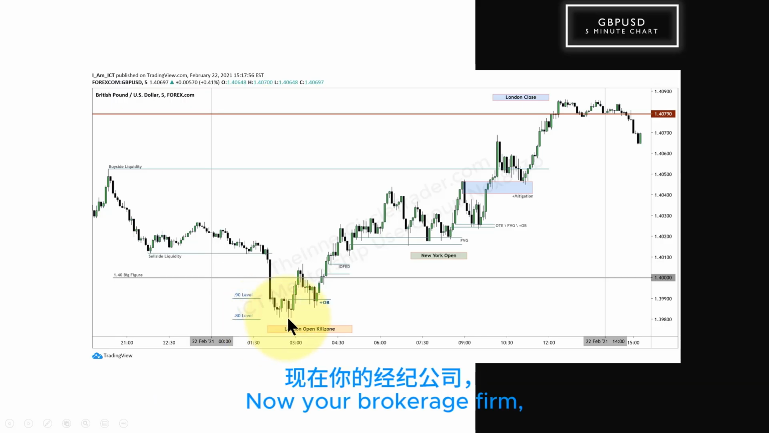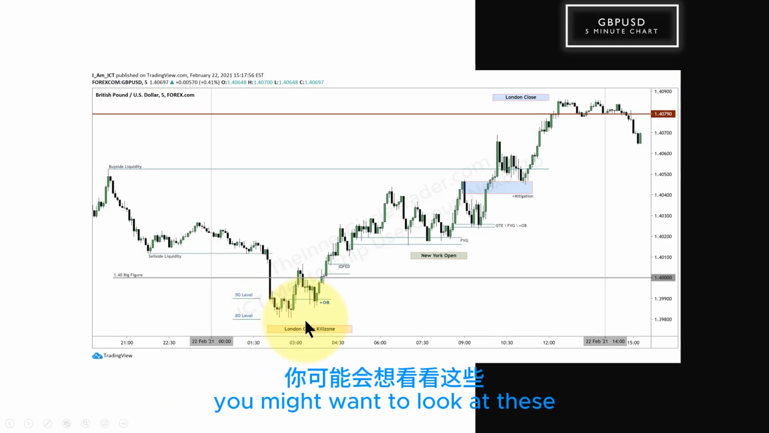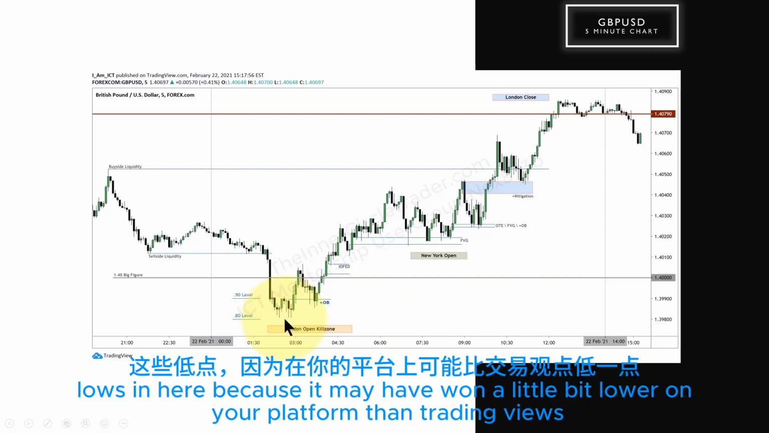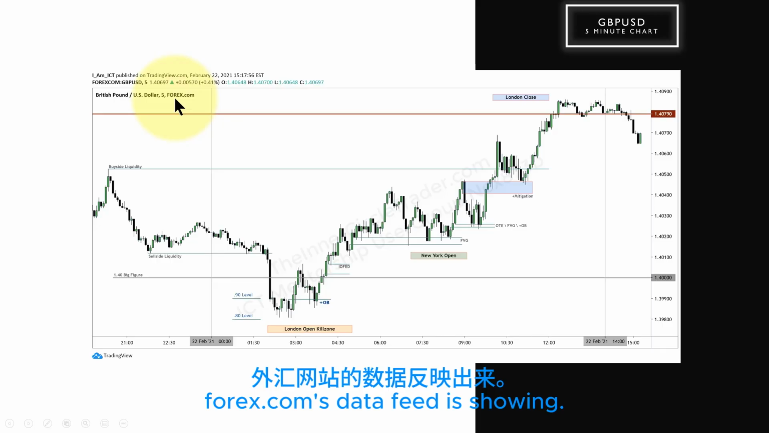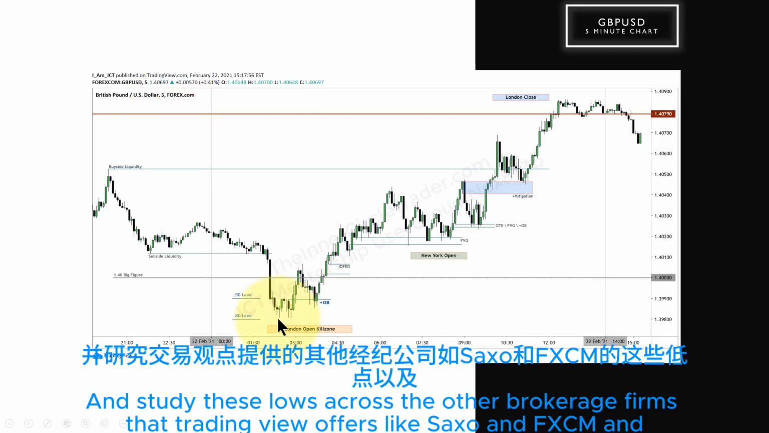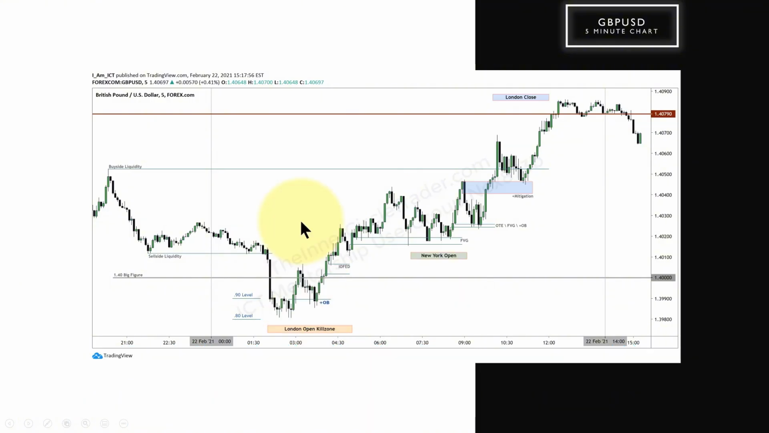Now your brokerage firm, if you have a live account, you might want to look at these lows in here because it may have gone a little bit lower on your platform than TradingView's Forex.com data feed is showing. And study these lows across the other brokerage firms that TradingView offers, like Saxo and FXCM and the like.